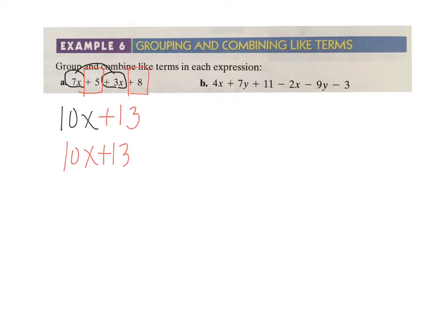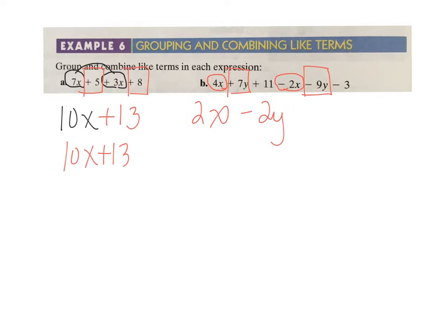On B part, again, I'm going to underline or circle or square off my like terms. So I have a positive 4x and a negative 2x that go together, and that's 4x minus 2x is positive 2x. And then I have a positive 7y and a negative 9y. 7y minus 9y is negative 2y.